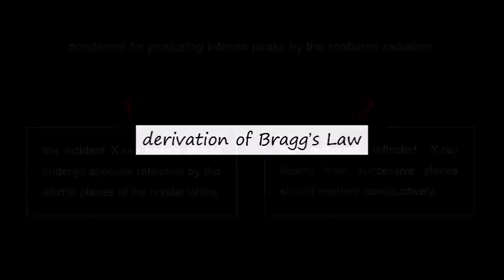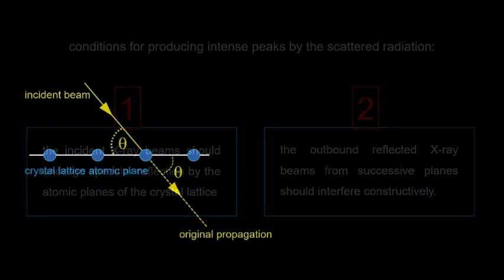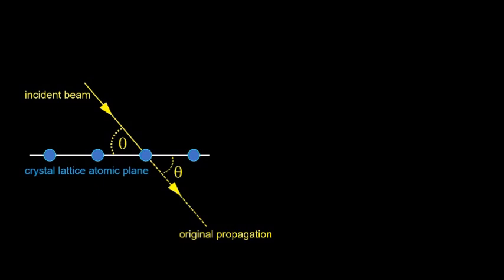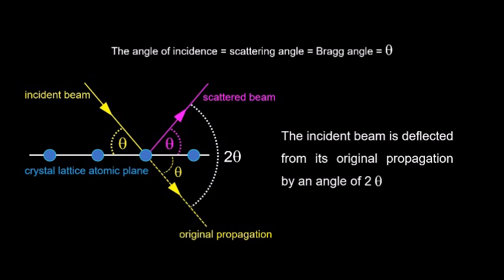Here we are going to derive Bragg's law by applying specular reflection geometry and basic trigonometry. Applying basic geometry, the total deflection from the original incoming direction of the incident radiation is 2 theta, which is the total deflection angle, shown by the white dotted curve.